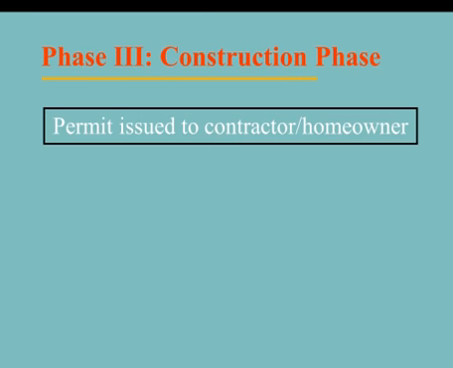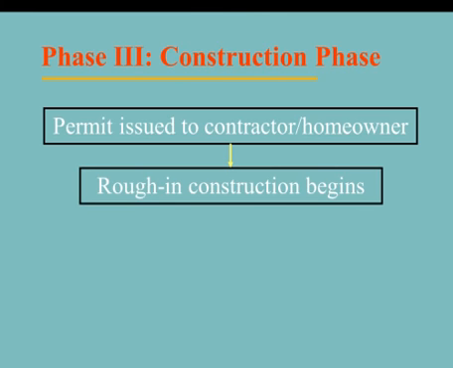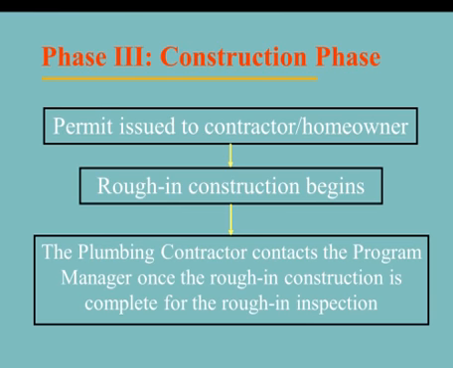A plumbing permit is required. However, the fee will be waived. The contractor usually takes care of that for you. And then we start roughing construction. And before they get the pipes covered, they'll call me and I'll come out and I'll do a rough-in inspection of the work.